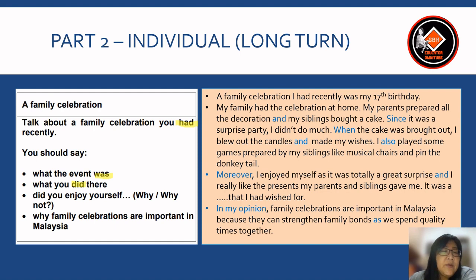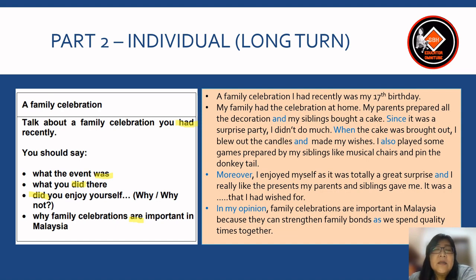Activities that you did you enjoy? So your feeling when you had the celebration. And the last question, why family celebrations are important in Malaysia? So this is asking for your opinion. So here you have to answer in present tense. Okay, so let's look at the answer. So this is how you start your conversation. Okay, remember you have to answer all the 4 tasks.